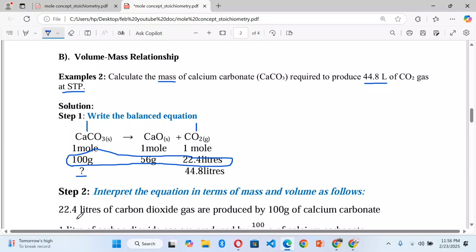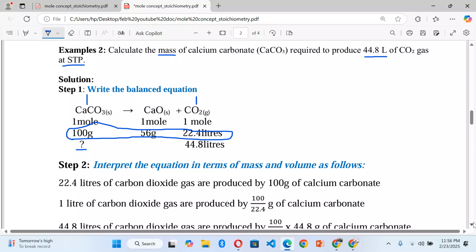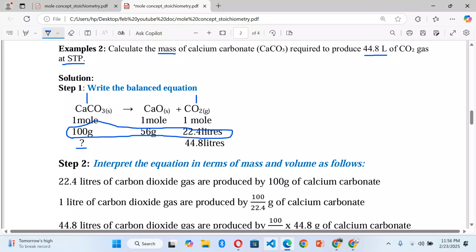So after that, if 22.4 liters of carbon dioxide gas are produced by 100 grams of calcium carbonate, now the question is, what about 1 liter?